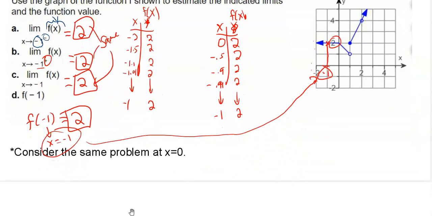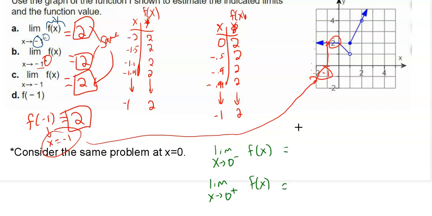So I'll scroll down. Hopefully you can see everything I'm writing on the screen. So if we consider the limit, and maybe I can do this without filling out a chart. Let's just do it a little bit more intuitively. I want to know the limit as x approaches 0 from the negative side, from the left-hand side. And I want to know the limit as x approaches 0 from the right-hand side.